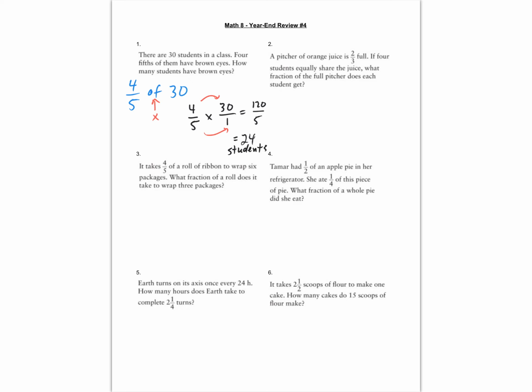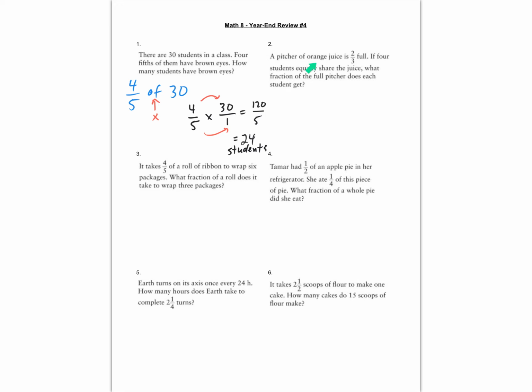Okay? To get from here to here, you basically put this in, this is a fraction, it's improper because the top is bigger than the bottom. So how many times does 5 go into 120? Basically, you're converting an improper fraction to a mixed number. But in this case, because it works out and there's no remainder, it is just 24 students. Okay? Next one here. Let's see.